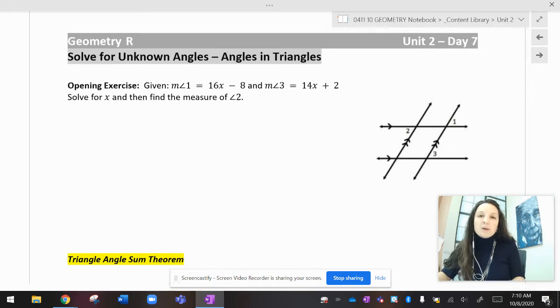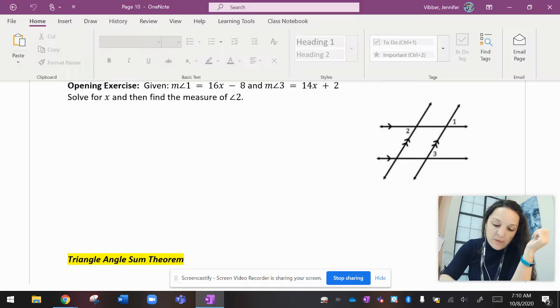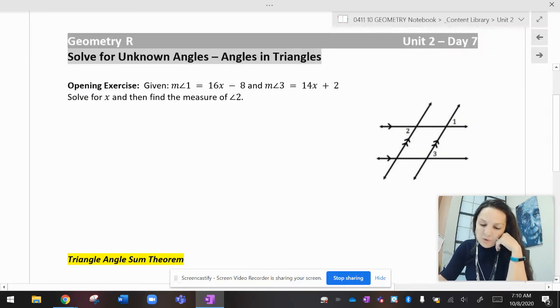Today we're going to talk about some more angle work. We've been talking about angles on a line or with parallel lines and a transversal. Now we're going to talk about angles in a triangle. So we're going to start with a quick review of some parallel lines here, and this isn't too bad. Let's take a look at this first opening exercise.